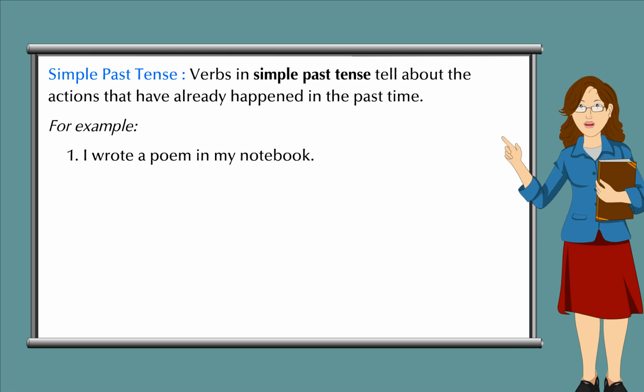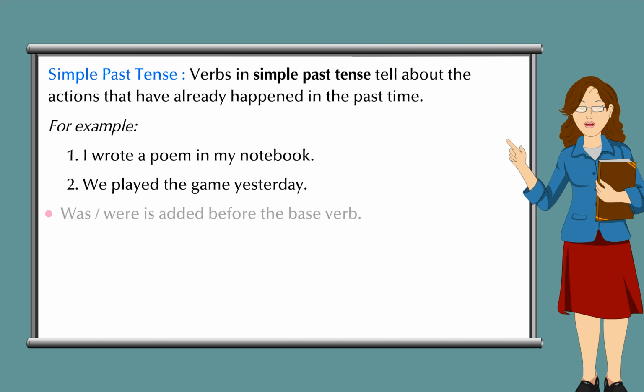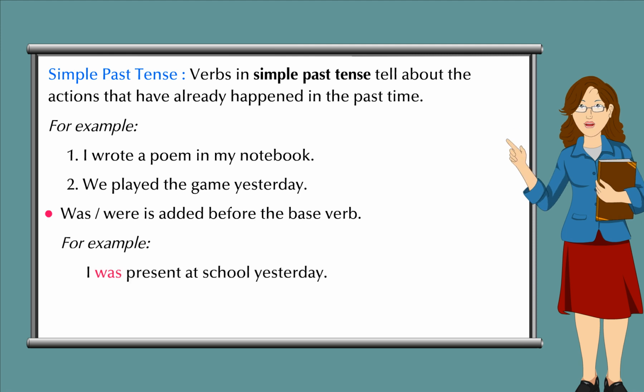For example, number 1. I wrote a poem in my notebook. 2. We played the game yesterday. Was, were is added before the base verb. For example, I was at school yesterday.